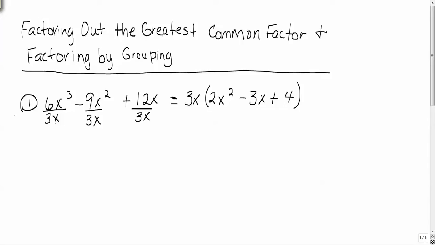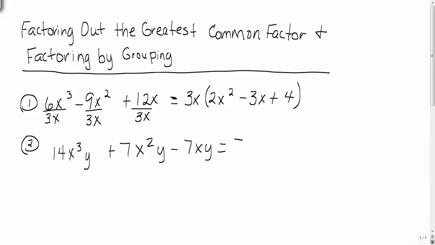Let's do one more. 14x cubed y plus 7x squared y minus 7xy. Let's look at the numerical part of each. We have 14, 7, and 7. The largest number that goes into all of those is 7. They each have an x. The lowest power of x you see is just x to the first. They each have a y. The only power of y you see is y to the first. So 7xy is your greatest common factor.